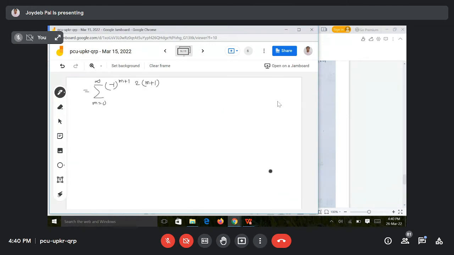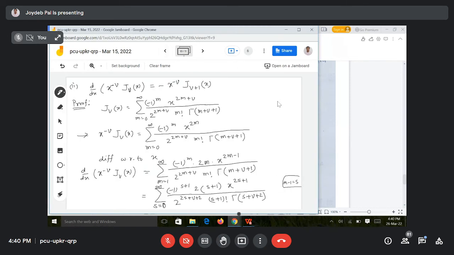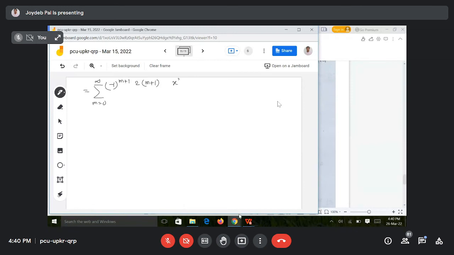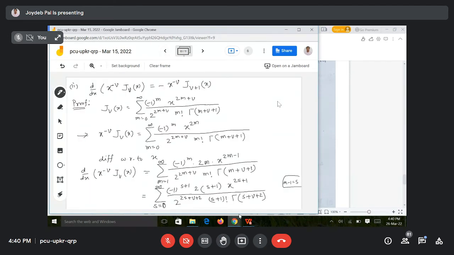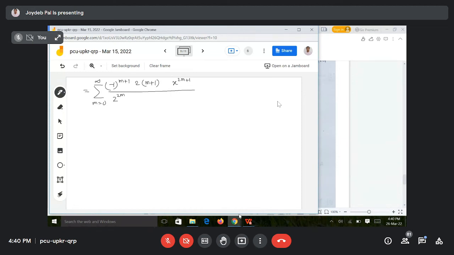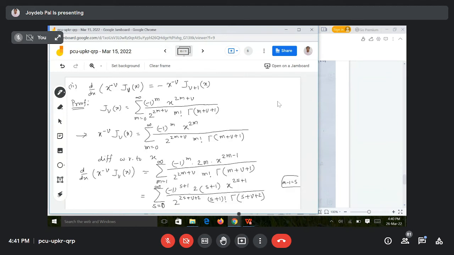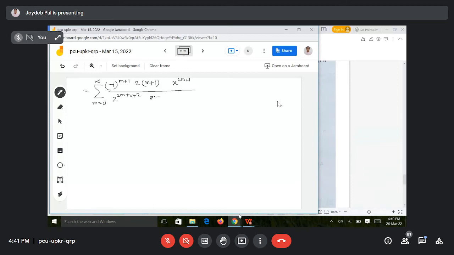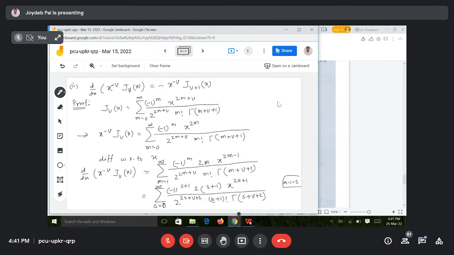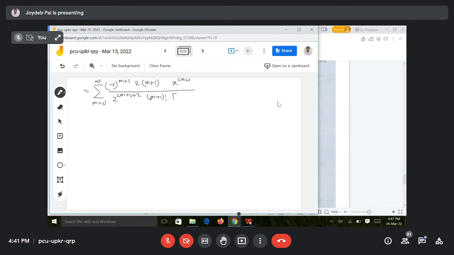Fine. Minus 1 to the power m plus 1, 2 into m plus 1, then x to the power 2m plus 1, divided by 2 to the power 2m plus nu plus 2, m plus 1 factorial, and gamma of s plus nu plus, means m plus nu plus 2. Now we are very close to actually J nu plus 1.